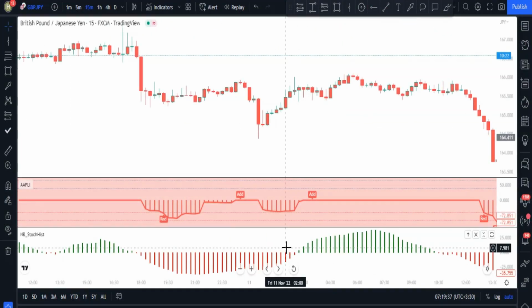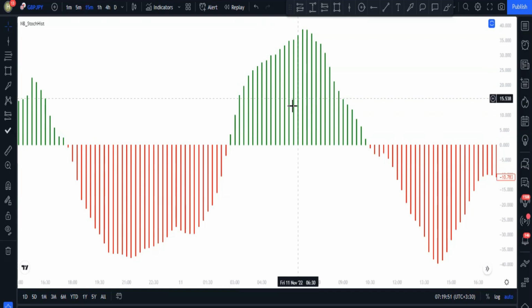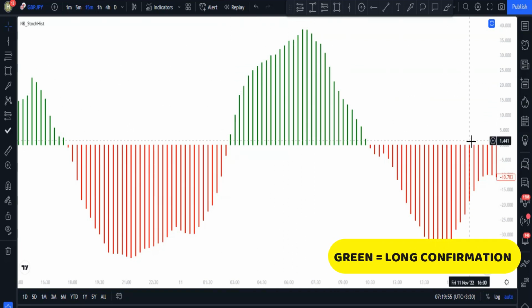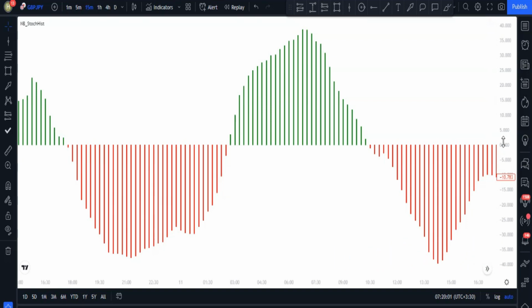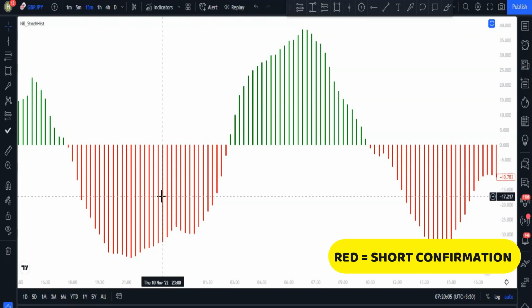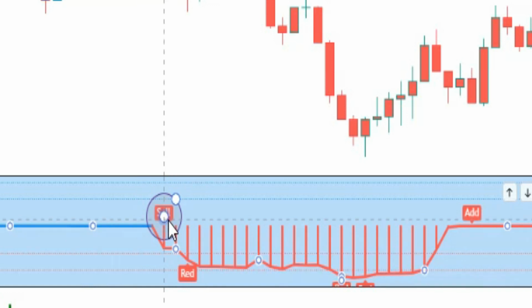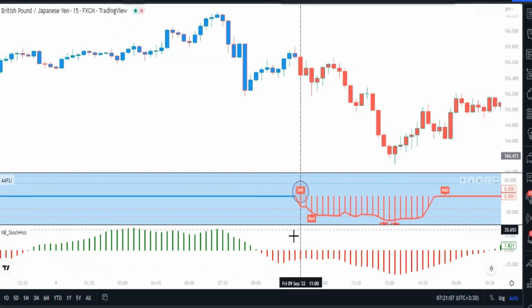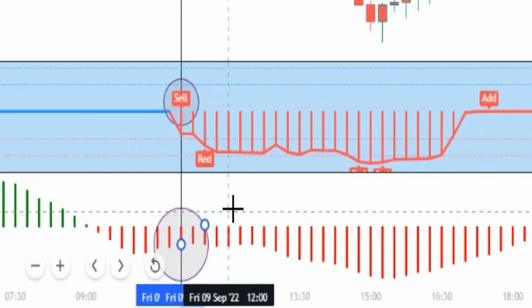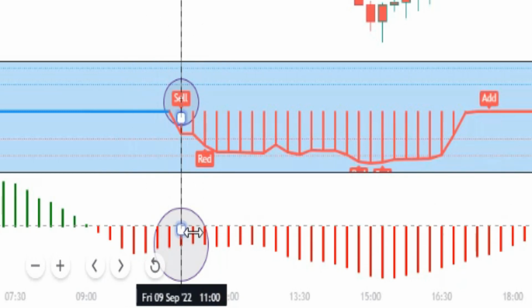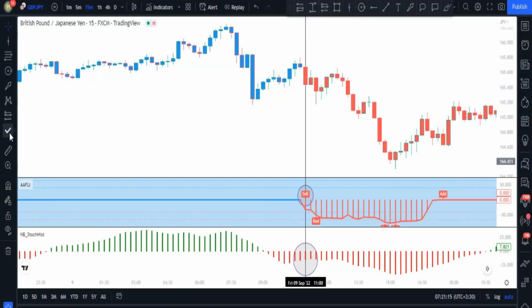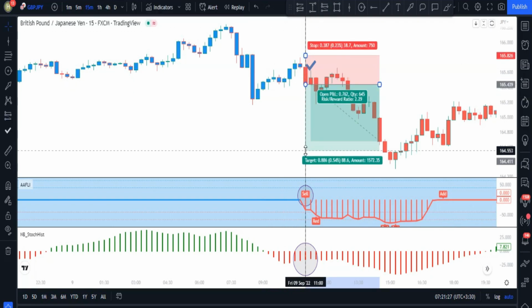We can filter out some bad signals by this indicator. So whenever we have a green histogram and the histogram is above the zero line, we only take buy signals. And whenever there's a red histogram and the histogram is below the zero line, we only take short signals. For example, there's a sell signal here, and the histogram of the second indicator is also red and below the zero line. So this would be a valid short signal, and we can place our short order.